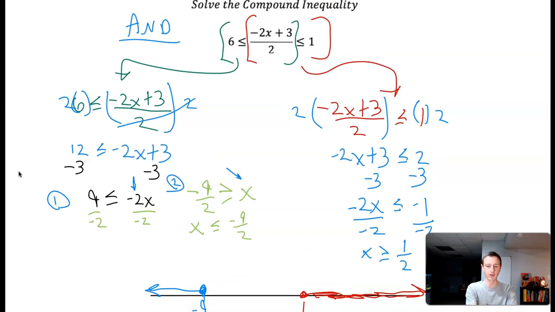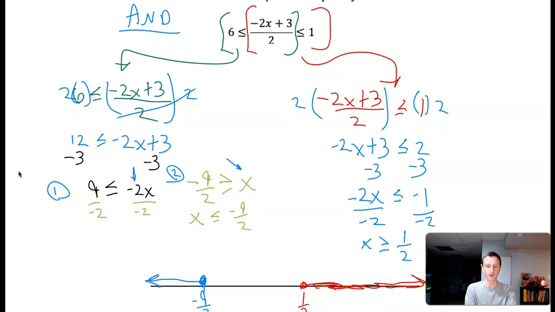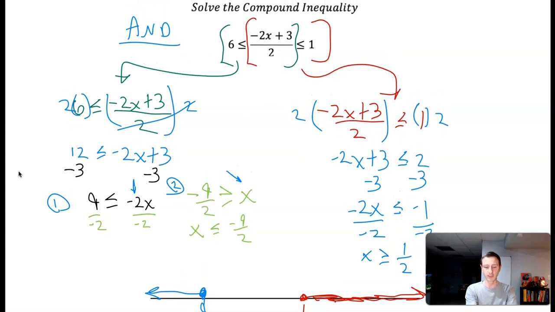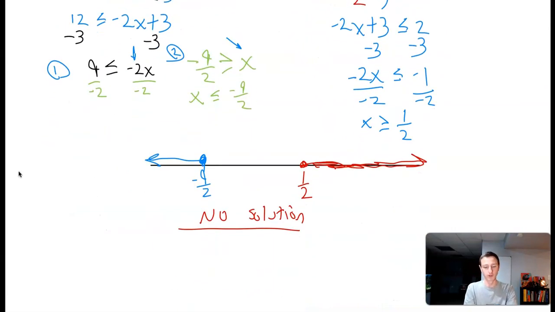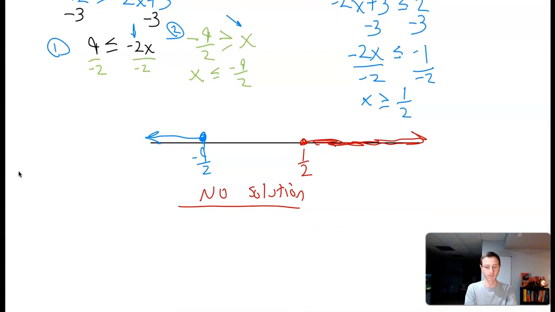And compound inequalities set up like this is the intersection between both, because we want to plug in an x value that will stay true to both being greater than or equal to 6 and less than or equal to 1. So it has to make both inequalities true, which in this case we don't have any values that's going to happen. So no solution.